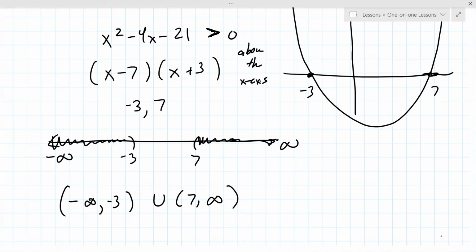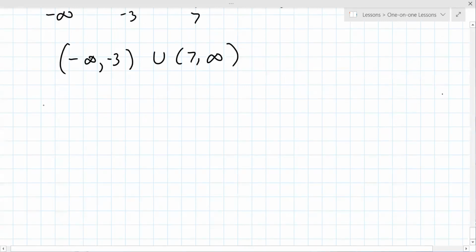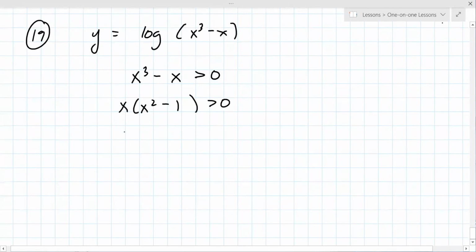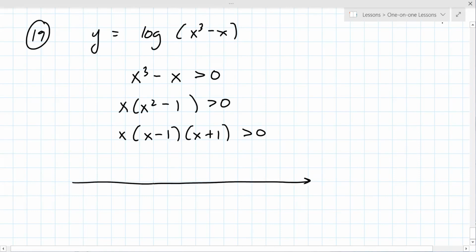Okay. So 19 is somewhat similar. It says y equals log of x cubed minus x. So you want to set the inside part greater than 0. To do this, you have to factor an x out, so you end up getting x squared minus 1. And then x squared minus 1 is really a difference of squares. It becomes x minus 1, x plus 1. So there's actually three places here that this is 0: at -1, 0, and 1.